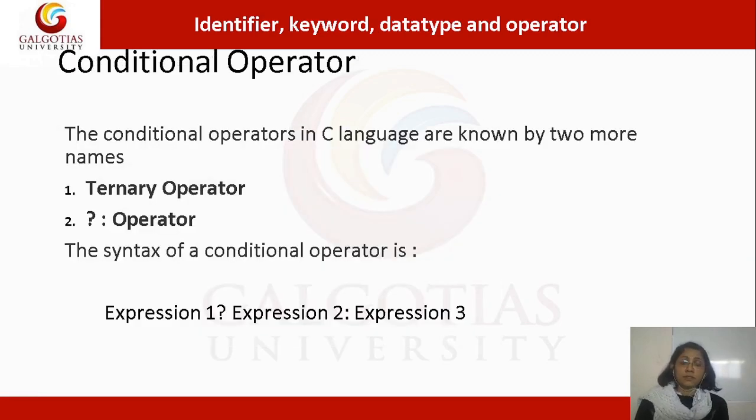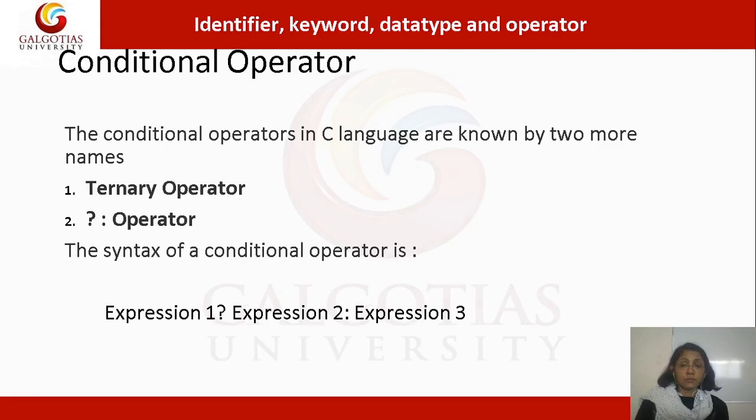Another, different kind of operator under this category is the conditional operator. The conditional operator in C language is known by two more names. In some books you'll find it called the ternary operator, and in some books the question mark colon operator.